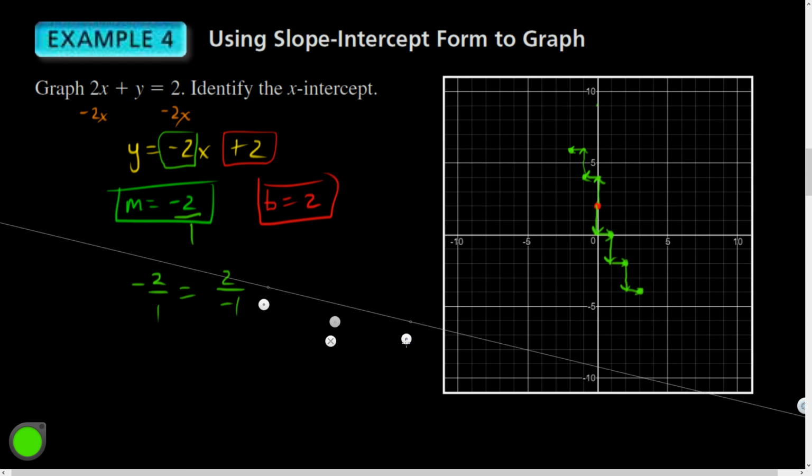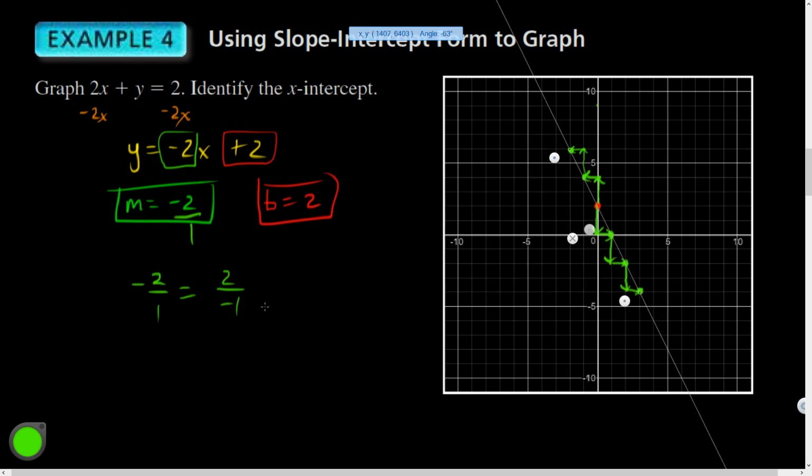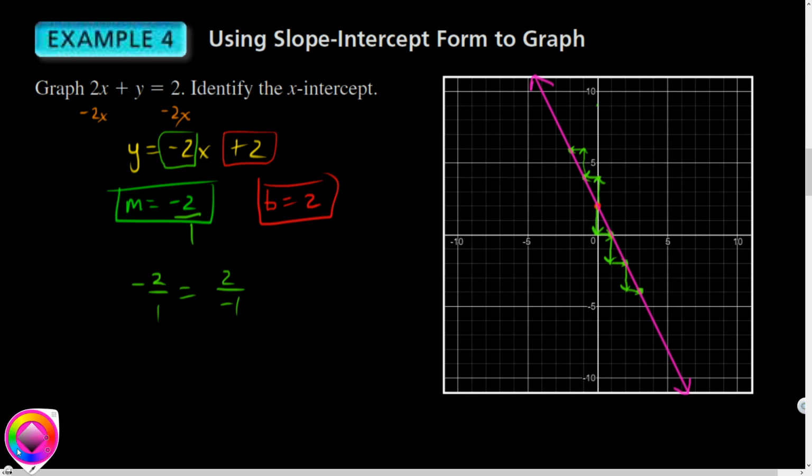So let's draw this line. Here we go. I gave myself a few extra points, and I'm going to line up my points that are furthest away from each other for the most accurate line. Look at that. All right, we're not done yet. We've got the y-intercept. We've got the slope. They wanted me to figure out what is the x-intercept here.